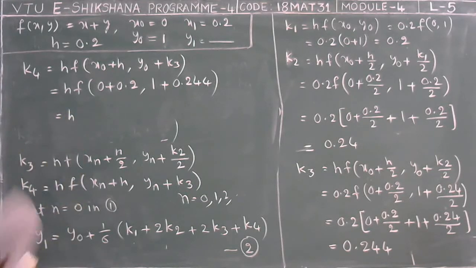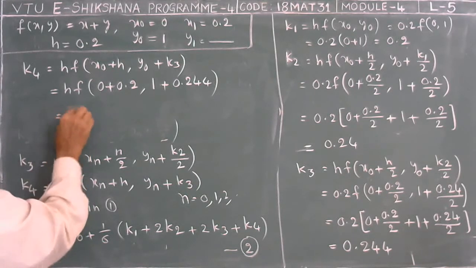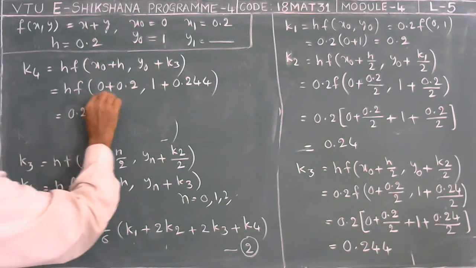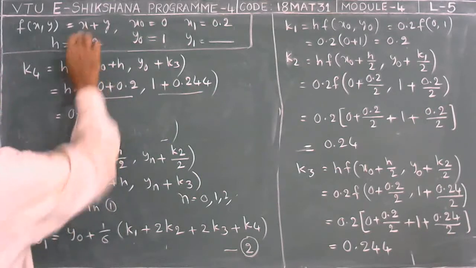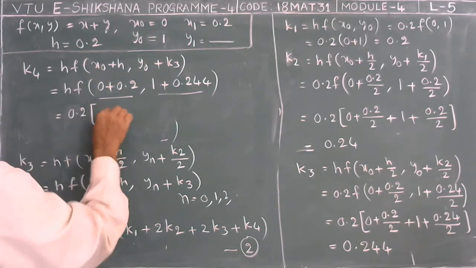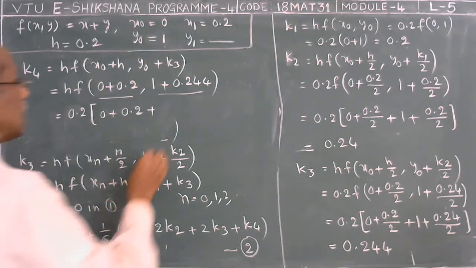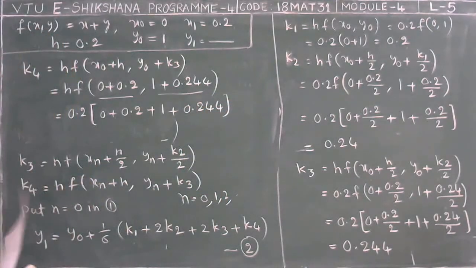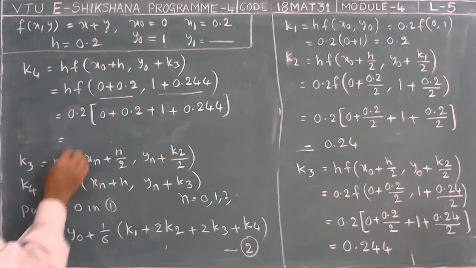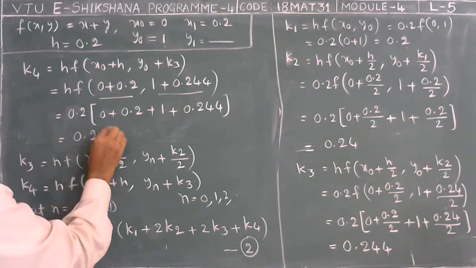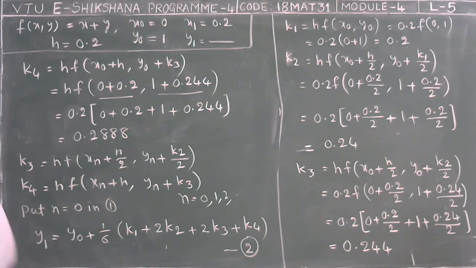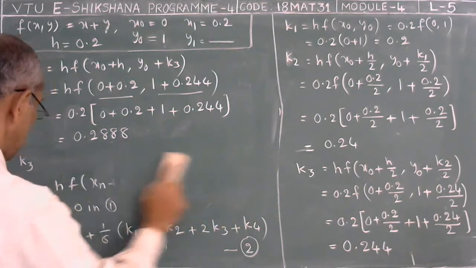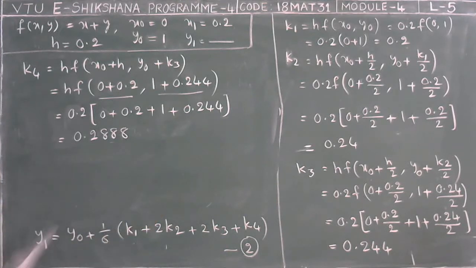H is 0.2 into f of x comma y is x plus y. So 0 plus 0.2 plus 1 plus 0.244. Using a calculator, if you calculate, you get the value of k4 as 0.2488. Now let us substitute these values of k into equation 1.